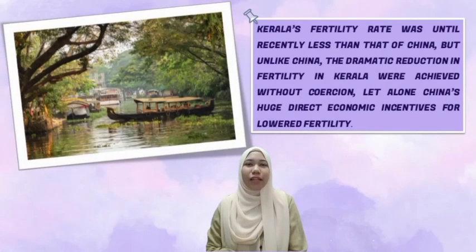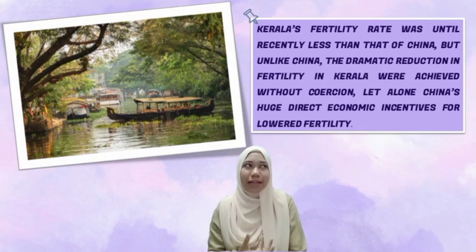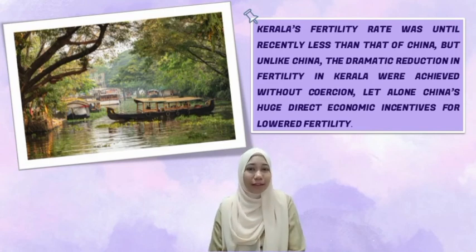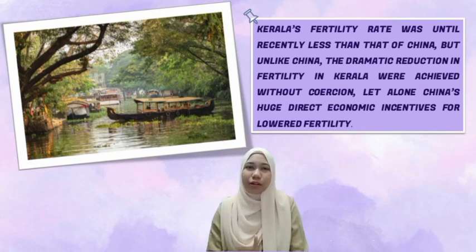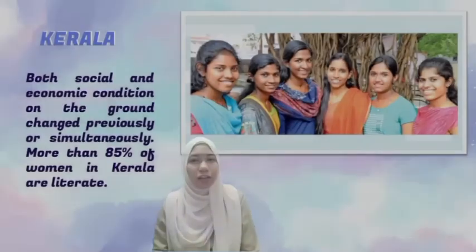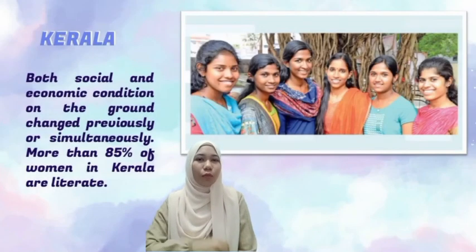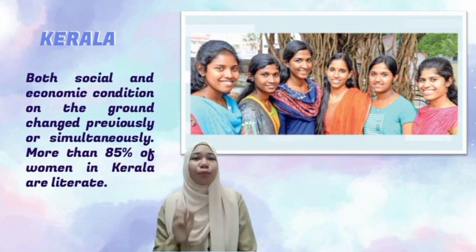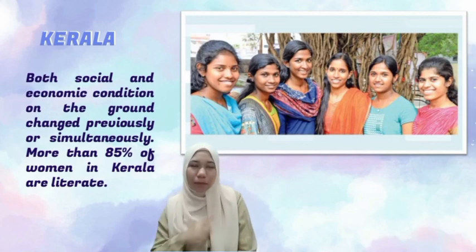Kerala, a state of India on the southwest coast that has emphasized poverty reduction and human development, is an important case in point. Kerala's fertility rate was until recently less than that of China, but unlike China, the dramatic reduction in fertility in Kerala was achieved without coercion, let alone China's huge direct economic incentives for lowered fertility. In Kerala, if the official policies supporting small families have been more effective than elsewhere, it is largely because both social and economic conditions on the ground changed previously or simultaneously.